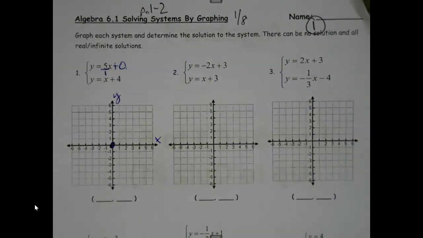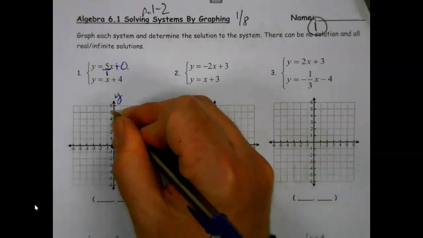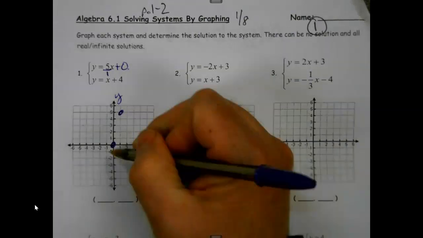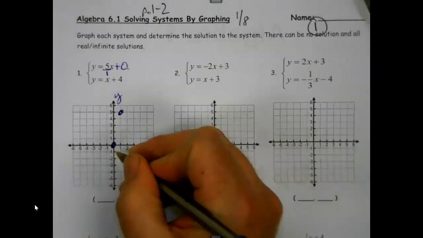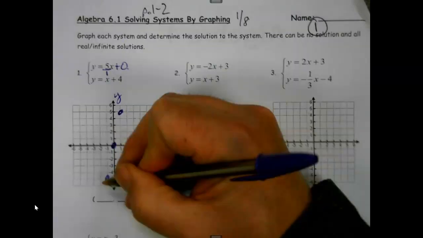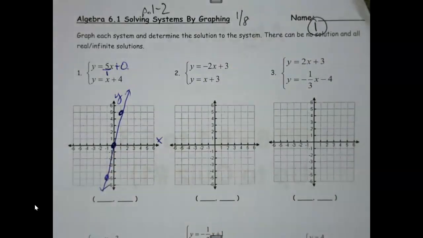Make my slope a fraction if it's not one already. So we're going to go up 5 and right 1. Then I ran out of room already. That didn't take long. So instead of going up and right, I can go down and left. So I'm like, that's not many points, Hardy. It's not. You're right.